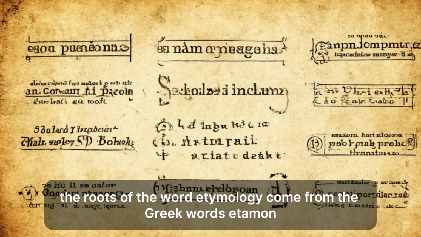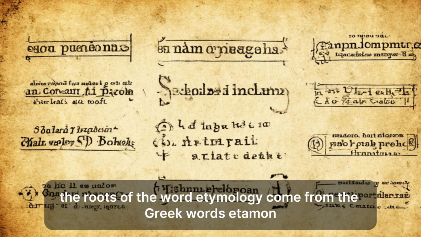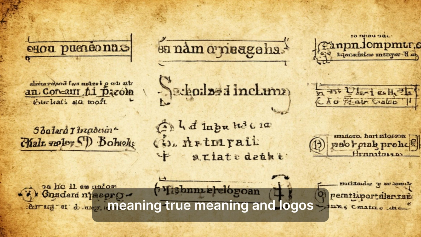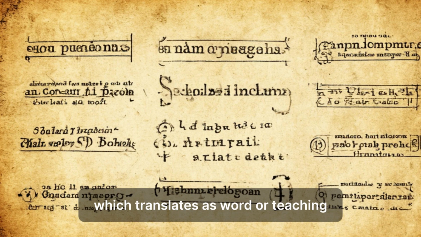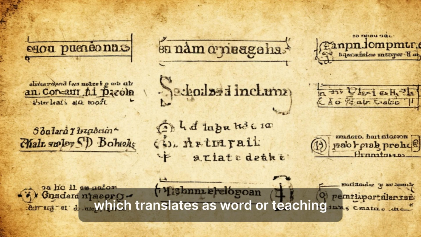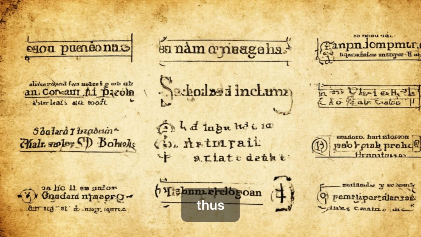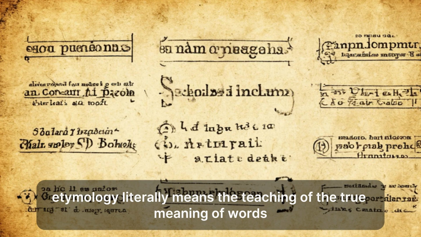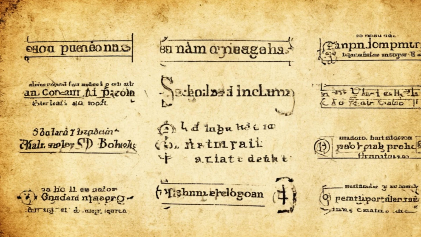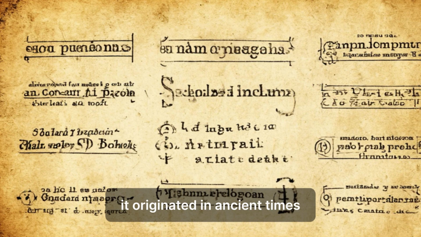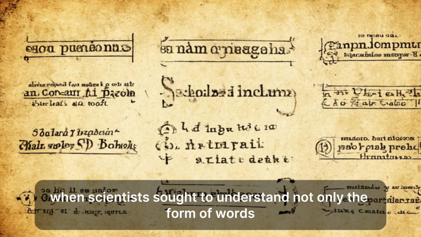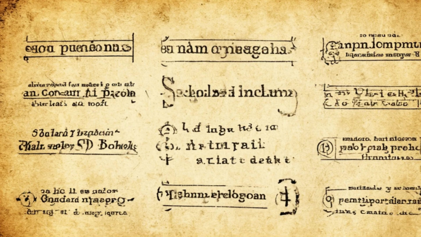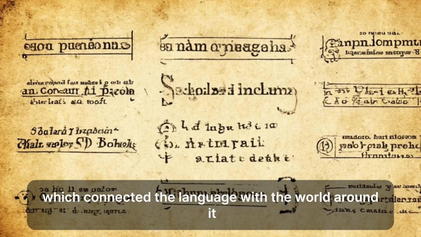The roots of the word etymology come from the Greek words etymon, meaning true meaning, and logos, which translates as word or teaching. Thus, etymology literally means the teaching of the true meaning of words. It originated in ancient times, when scientists sought to understand not only the form of words, but also their meaning, which connected the language with the world around it.